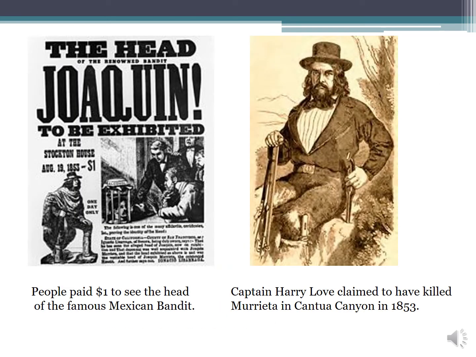But there was this big public display of Joaquin Murrieta. His head was actually put on display in a jar, and people would go and pay $1 to see the head of this famous outlaw at the Stockton House. As you can see, on the left is the flyer for it: come and see the head of Joaquin Murrieta and pay $1. And on the right is pictured Captain Harry Love, the guy who claimed to have killed Murrieta in 1853. A little interesting side story is that Murrieta's sister reportedly came and saw the head and walked away saying that this definitely was not Joaquin.